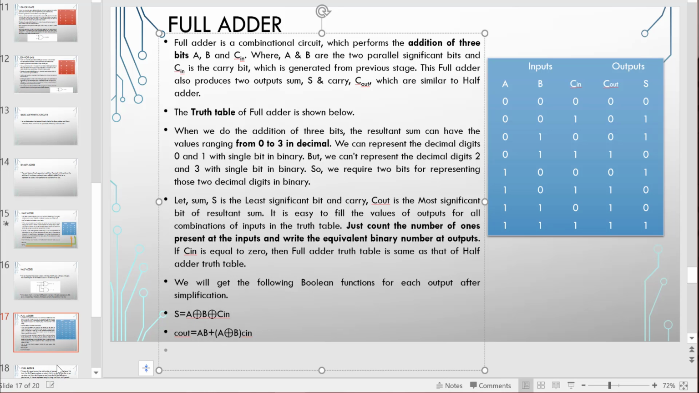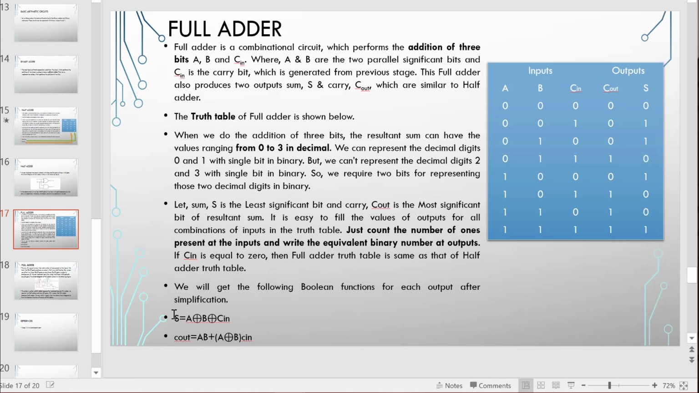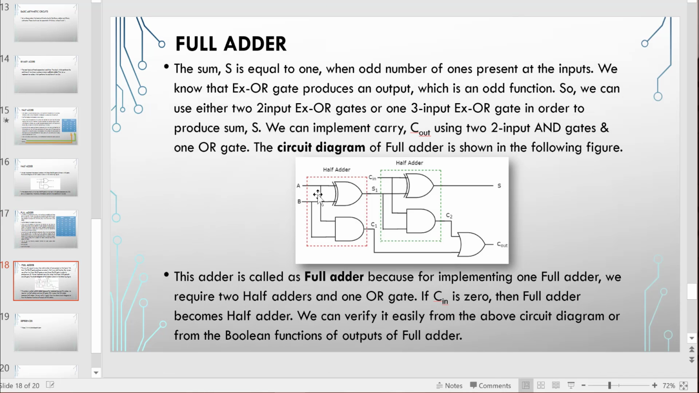Now let's see the diagram for this. First of all, we will check S equals A exclusive OR B, right? A and B are exclusive ORed, and then the output is exclusive ORed with the Cn again. So we get S, right?